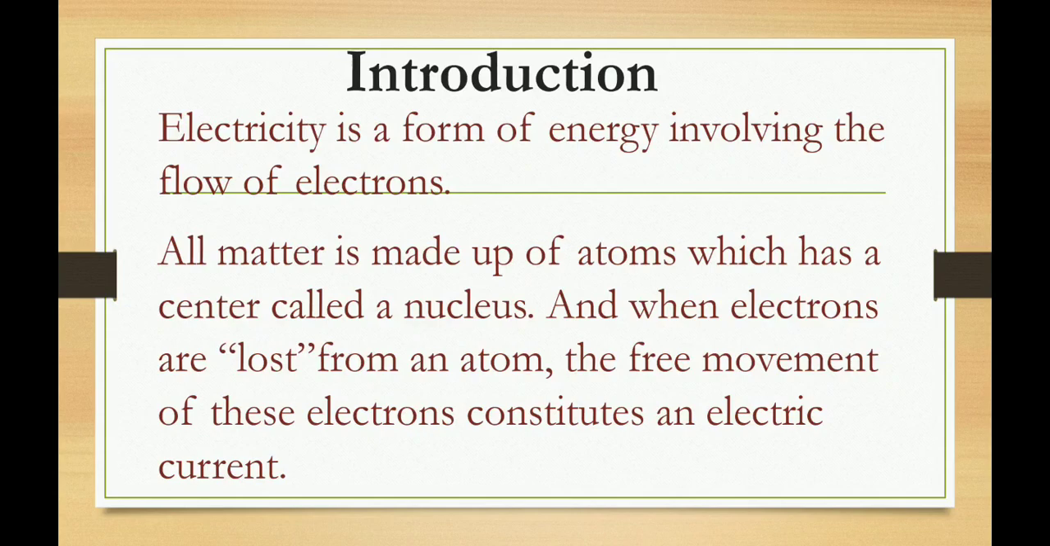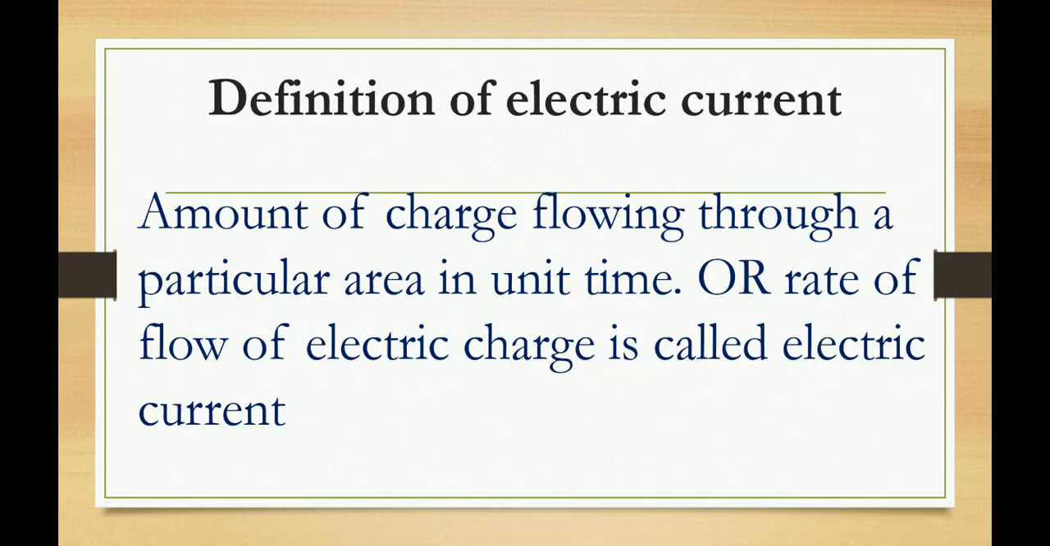Then how do we define electric current? Electric current is defined as the amount of charge flowing through a particular area in a unit time, or the rate of flow of electric charge is called electric current. So this free movement of electrons constitutes a current, as I said. When these electrons are flowing through a conductor in a particular area in a unit time, we call it electric current.